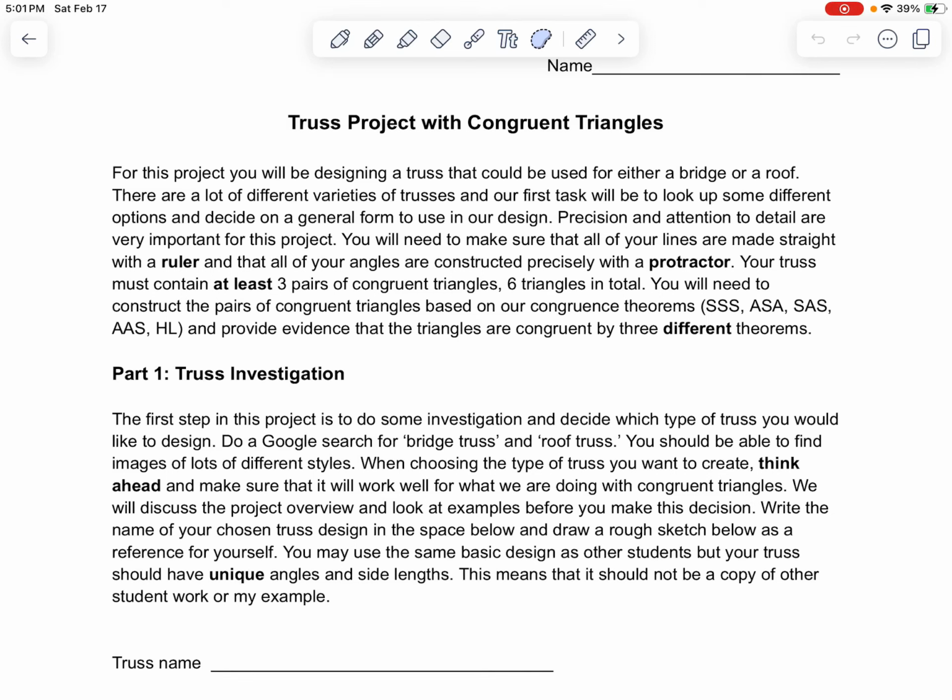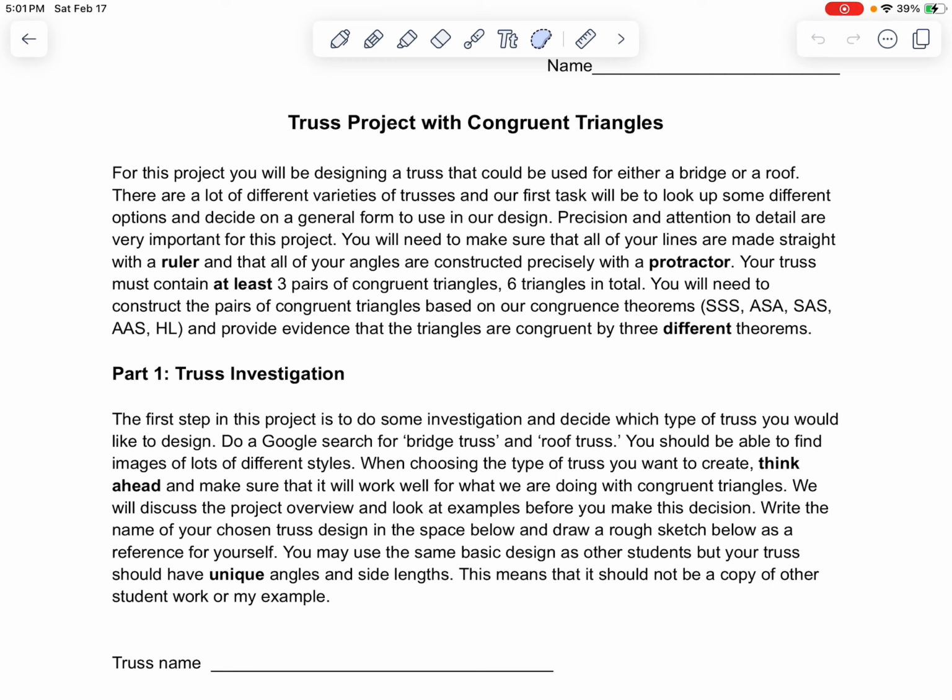In this video, I'm going to outline the Truss Project with congruent triangles and go through an example of how you can do the constructions and draw up the project. This isn't one where you're going to have multiple drafts, so it's going to be really important that we are planning ahead and very careful once we do start doing our actual drawings.